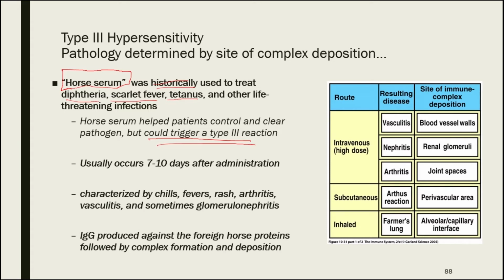Now, here are some of the symptoms and durations. You don't have to really memorize too much. These are pretty generic: chills, fever, rash, almost everything has a rash. The particular antibody here is IgG, being produced against these foreign horse protein complex formations.